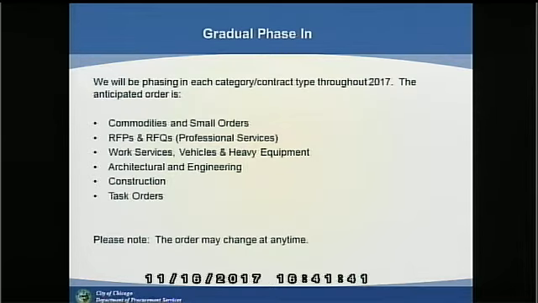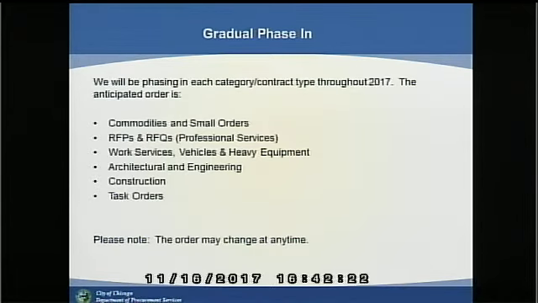So we at Procurement did a phased approach on rolling out different procurement types. Earlier last year, we had the commodities and small orders. Later part of this year, I want to say September, October, we had our very first RFP go out. And then a couple weeks ago, we had our very first construction bid go out.